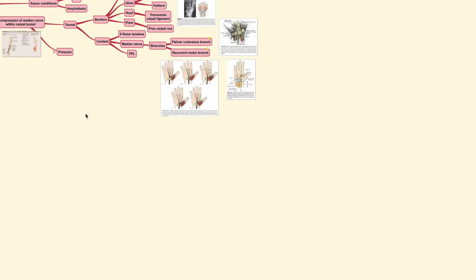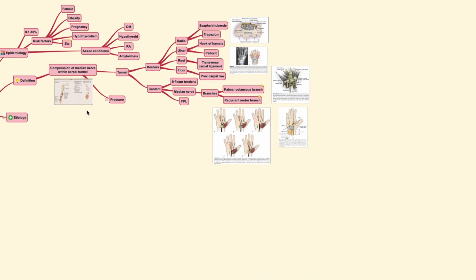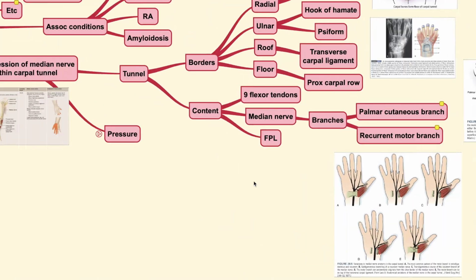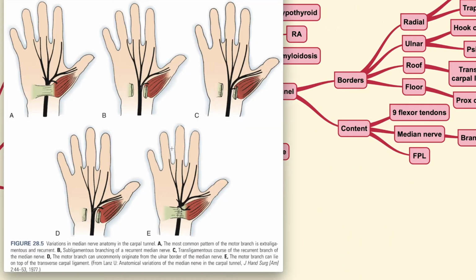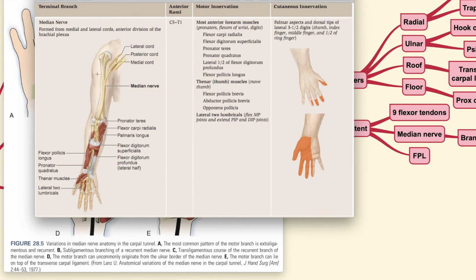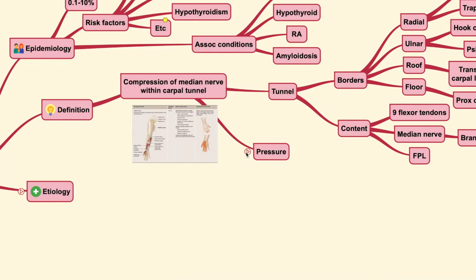Okay, now knowing all that, next we need to know about the pressure threshold. Okay, oh sorry, I skipped this one. This is the normal anatomical innervation, motoric and cutaneous, for the median nerve. Be sure to know these muscles because you're going to check for them later on for the thumb functions. Okay, next will be the pressure.